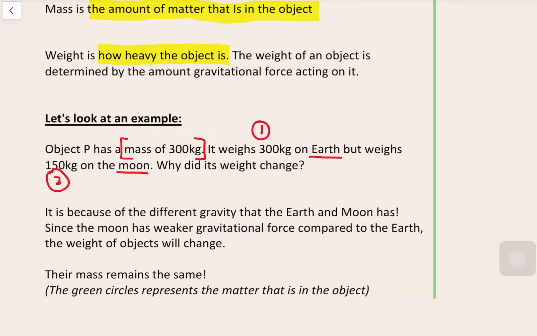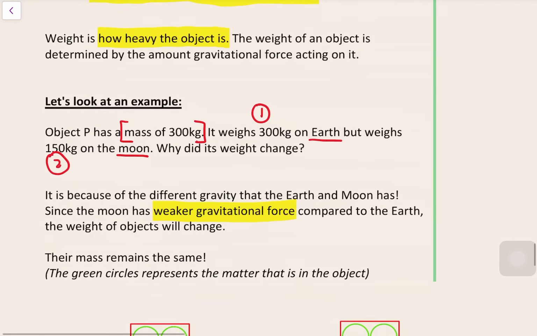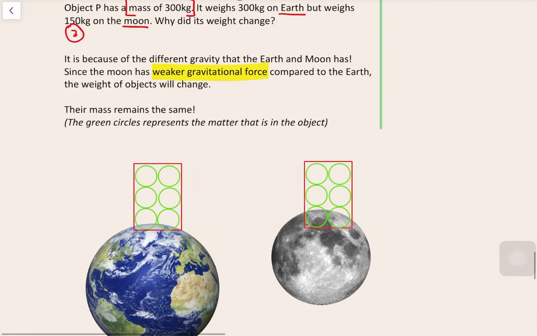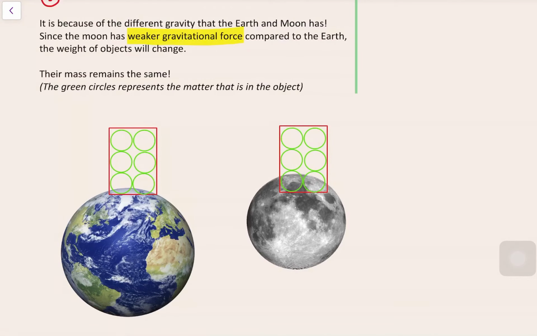As we have explored just now, the amount of gravitational force on the Earth and on the moon is different. Therefore, because there are different gravitational forces in these two areas, their weight will change, because weight is affected by the amount of gravitational force acting on an object. Since the moon has a weaker gravitational force compared to the Earth, the weight of the objects will change. However, on both the moon and the Earth, the mass remains the same.